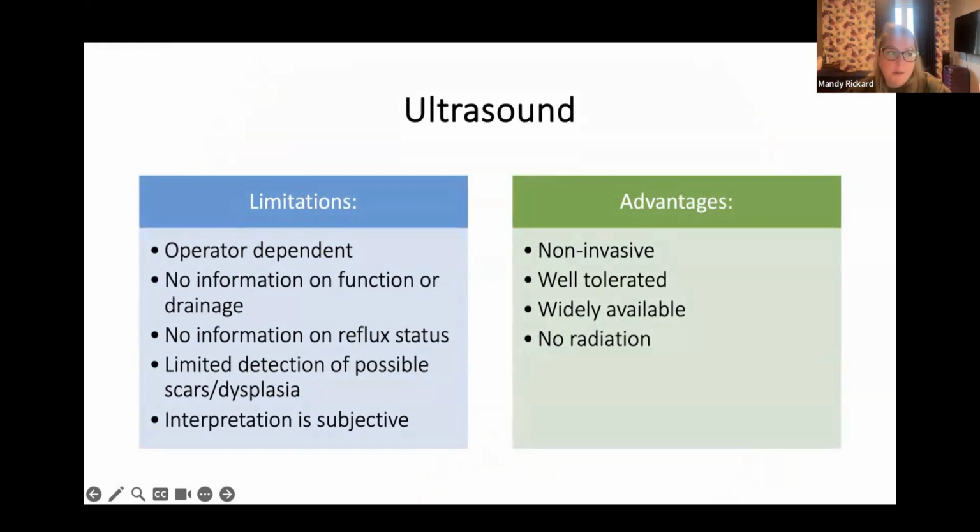So what do we already know about ultrasound? Well, the limitations of ultrasound is that they're operator dependent and provide us no information about function or drainage time, the presence of reflux or cortical scarring. Advantages of ultrasound, though, is that they're non-invasive, they're well tolerated, they're widely available, and importantly, they don't incur any radiation.